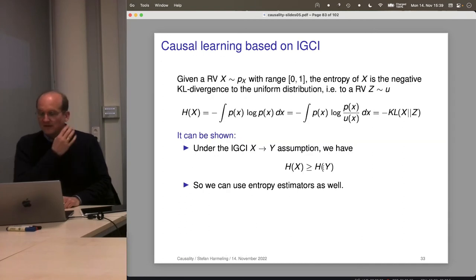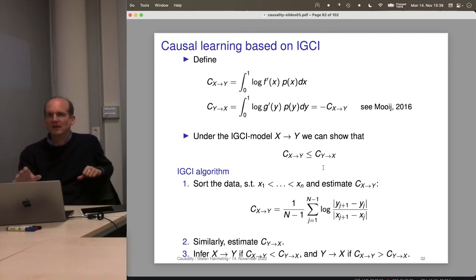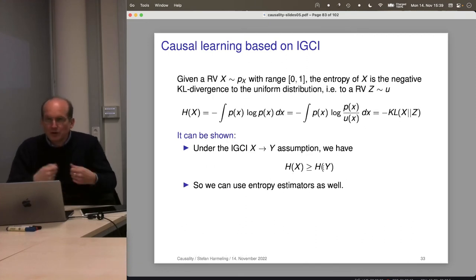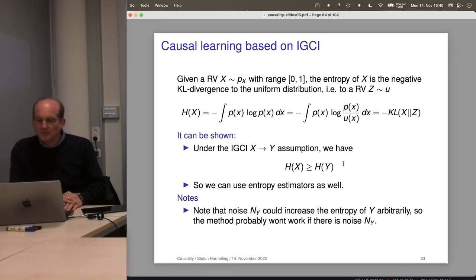Okay, so far so good. There are some interesting things. So the idea, first, is amazing that you can do it with so few assumptions, right? Because this is really capturing really nicely that the mechanism is independent of the density. It's a nice way to capture this one. However, the longer you chew on the method and you think about it, it turns out that the IGCI condition X causes Y will imply that the entropy of X is greater or equal than the entropy of Y. And in that case, you can just use entropy estimators and you would say that, okay, the one with the larger entropy is the cause, and the one with the smaller entropy is the effect.